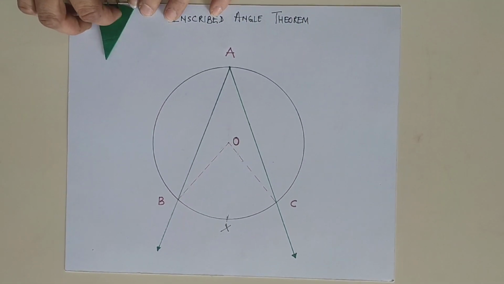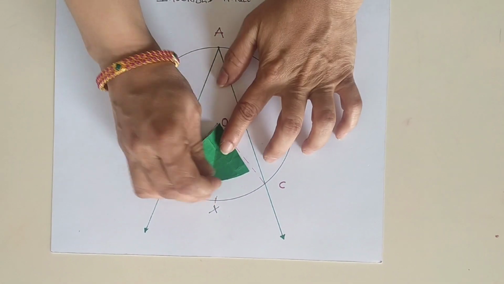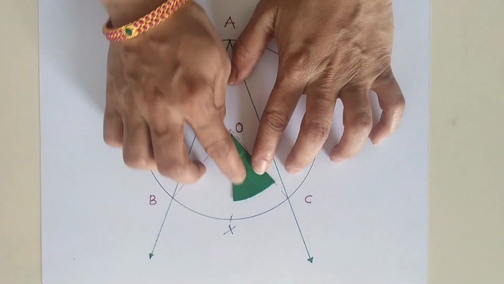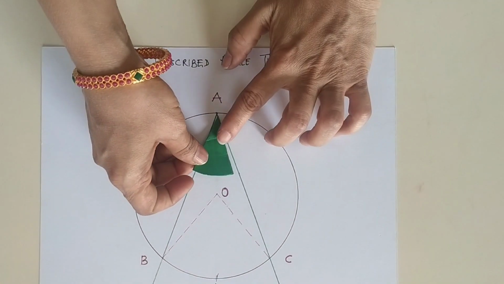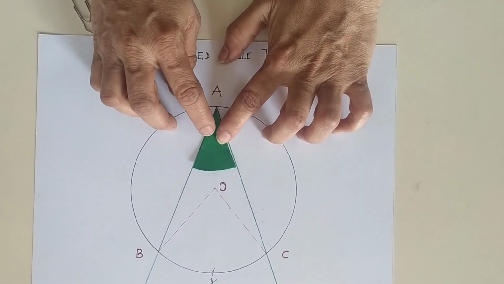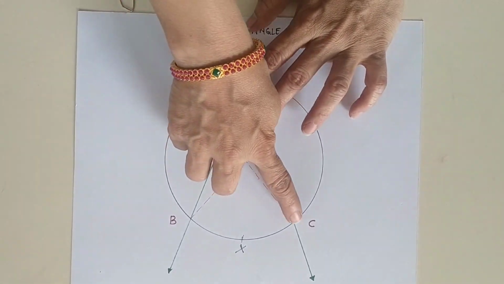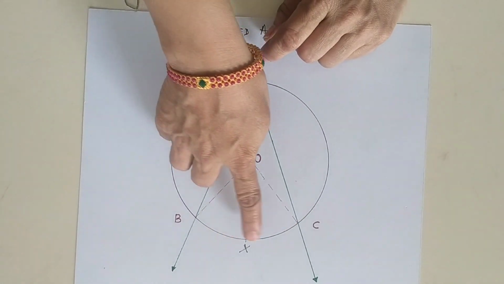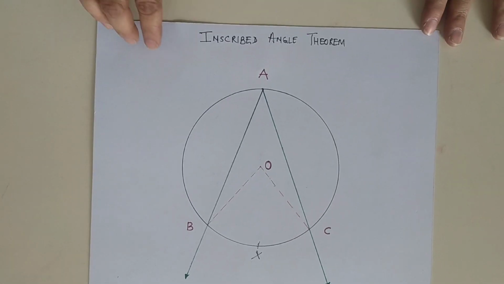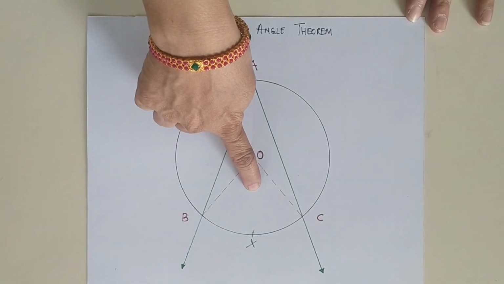Now, let us measure the central angle. You see, this is the measure of the central angle and this will be half of this measure. If I place this half of the measure at the vertex of this angle, you see it is exactly half of this central angle. Now this central angle is congruent to this intercepted arc BXC, and therefore you can say that the inscribed angle theorem states that the inscribed angle is half of the measure of the intercepted arc.